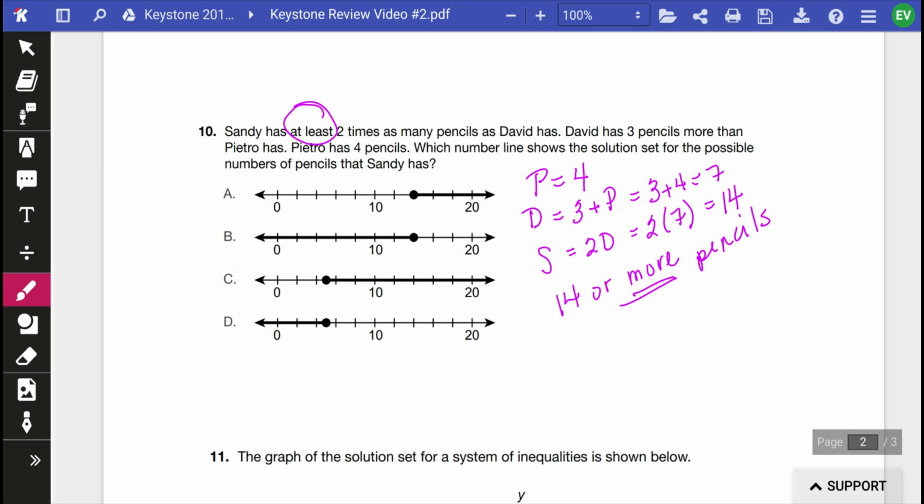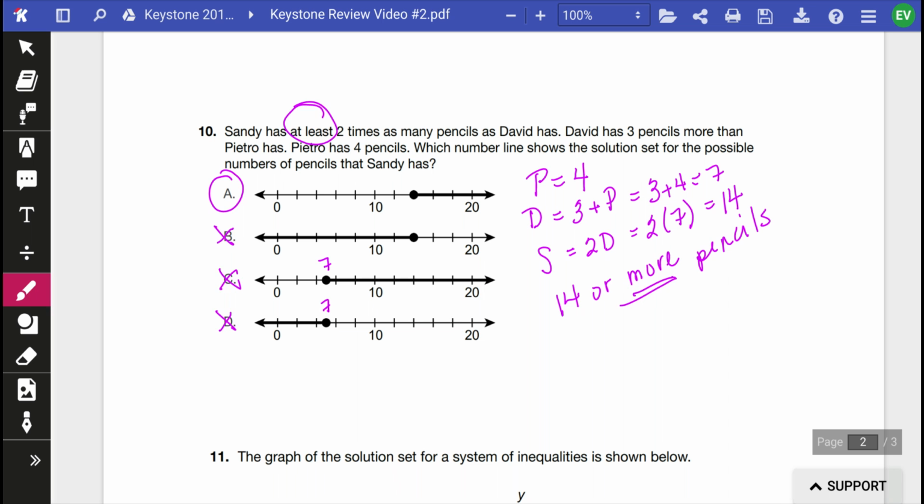Okay? So if we look at our number lines, the dot has to be at 14. C and D, those dots are both at 7. So those are incorrect answers. A and B have the dots at 14, but B says less than because the arrow's pointing lower than 14. So B is not correct. A is correct. So pay attention to which way the number line is shaded.